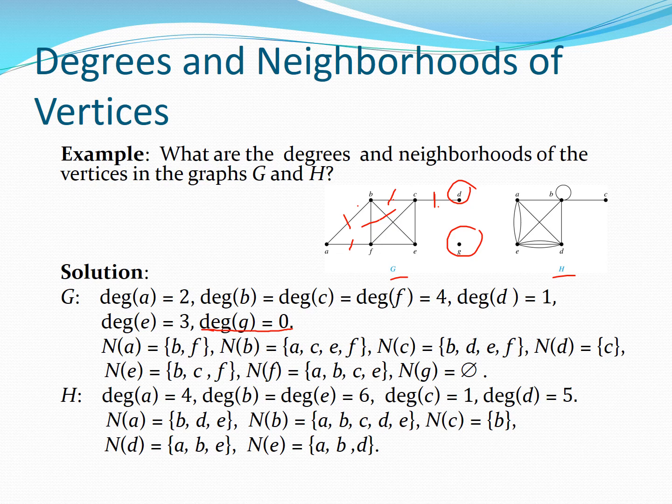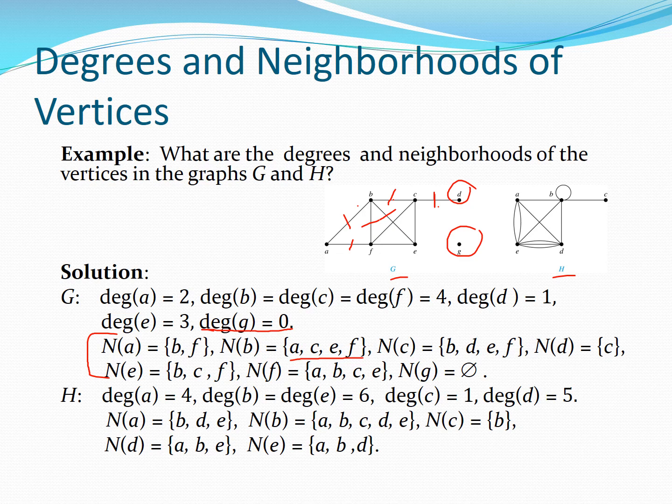So the next part of the question is to find the neighborhood of the vertices of each of the graphs. So here is where you're finding the neighborhood. Basically the neighborhood of A is all the vertices that A is connected to. A is connected to B and F, so the neighborhood of A is going to be B and F. The neighborhood of B is going to be all the vertices that B is connected to, which is going to be A, C, E, and F. Okay, and so on and so forth.